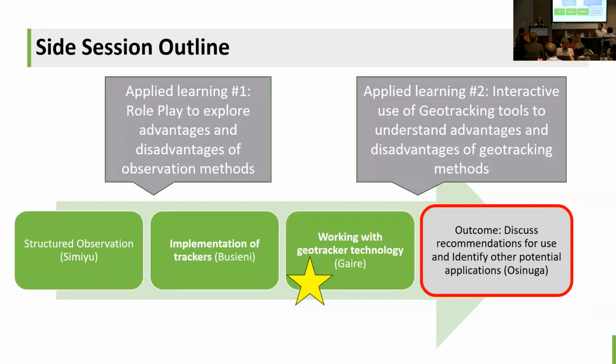Thank you, Melanie. Next speaker, Sabine, is going to talk to us about working with GeoTracker technology.